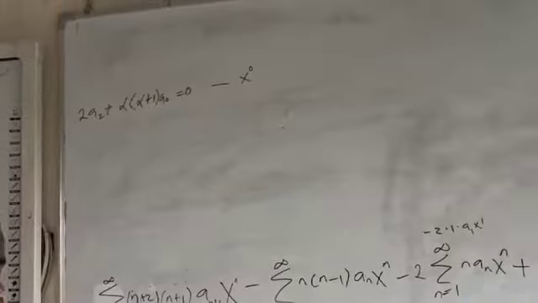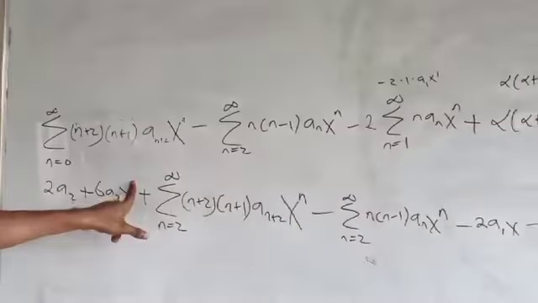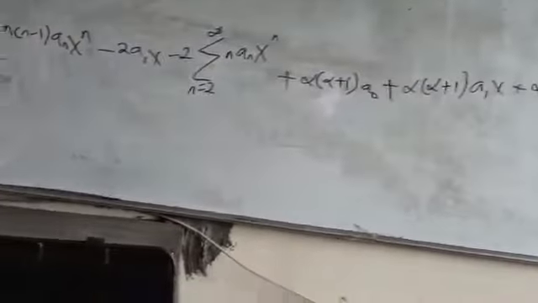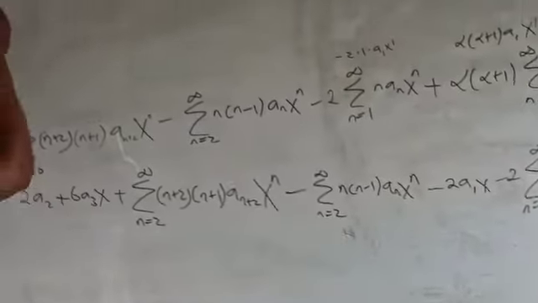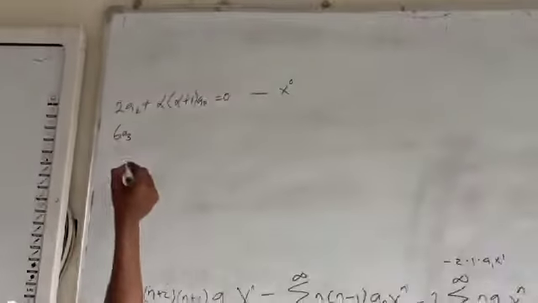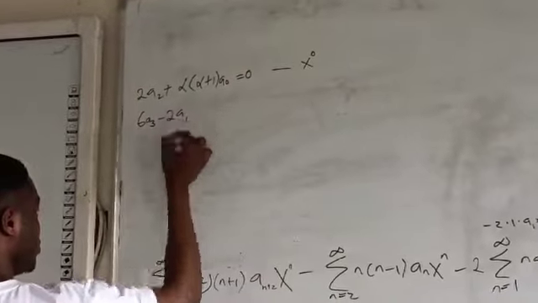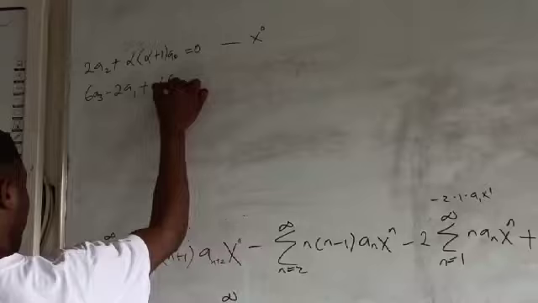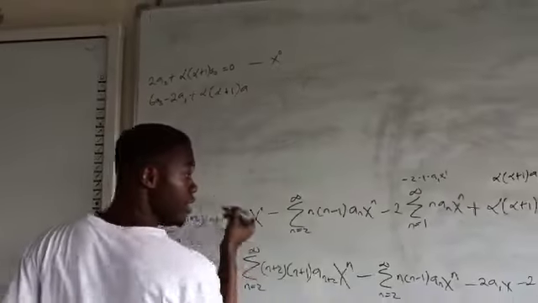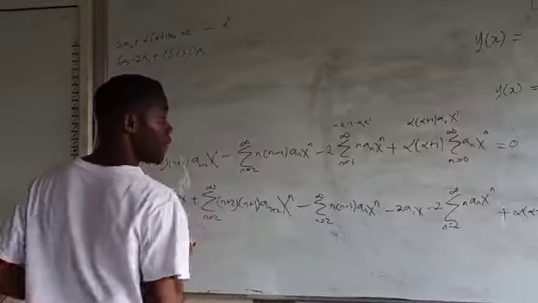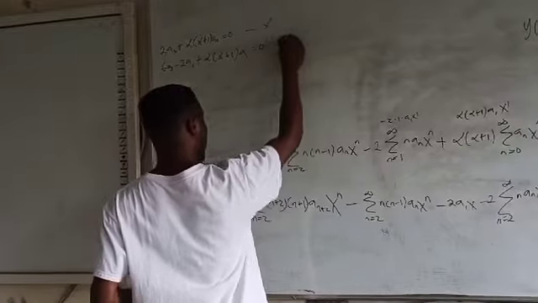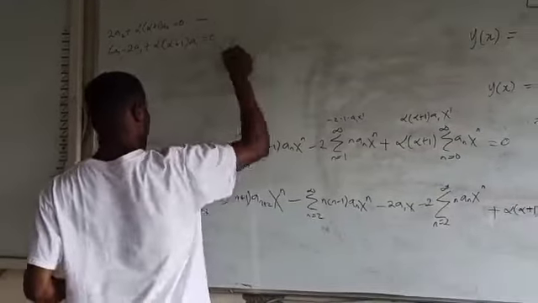So let's check when x is to the power of 1. In this case, x has the power of 1, x has the power of 1, and x also has a power of 1. So bringing everything out, I have 6a3 minus 2a1 plus alpha bracket alpha plus 1 a1, all equal to 0. So this happens when x is raised to the power of 1.